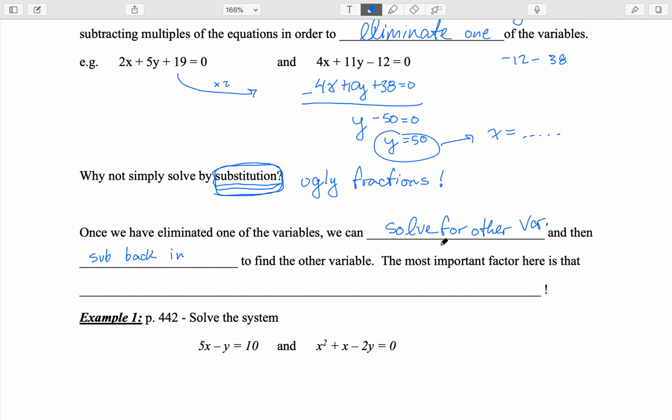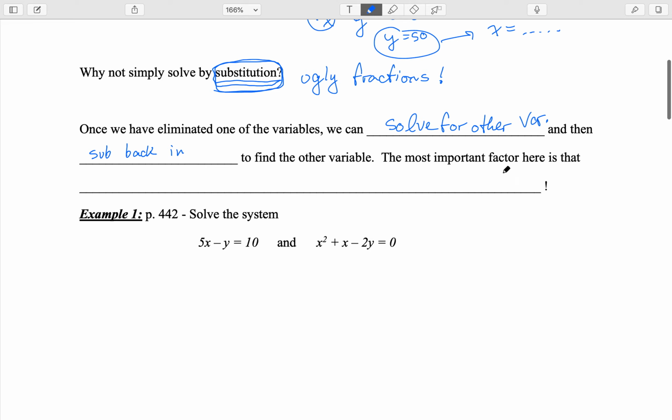But here's the most important thing. When I add and subtract, notice the x minus the x, there are no x's. If there were still x's, I'd have another equation with x and y, which is not helpful. So the most important factor here is that one of the variables must be completely eliminated. The variable, whatever it is, either x or y, must be completely eliminated.